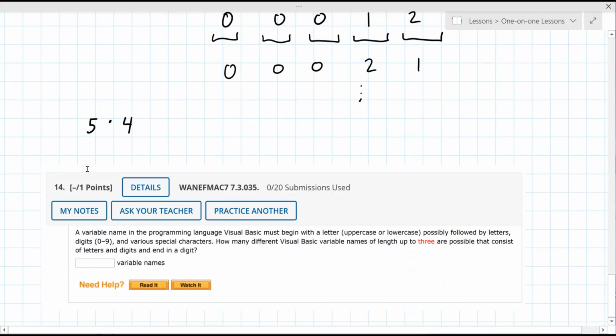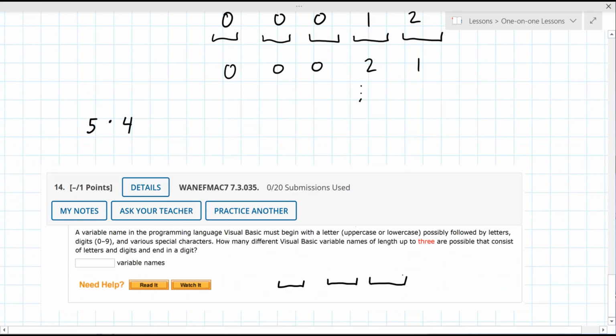All right, so Visual Basic names must begin with a letter, uppercase or lowercase, followed by letters, digits, and various special characters. How many different Visual Basic variable names of length up to 3 are possible that consist of letters and digits and end in a digit?